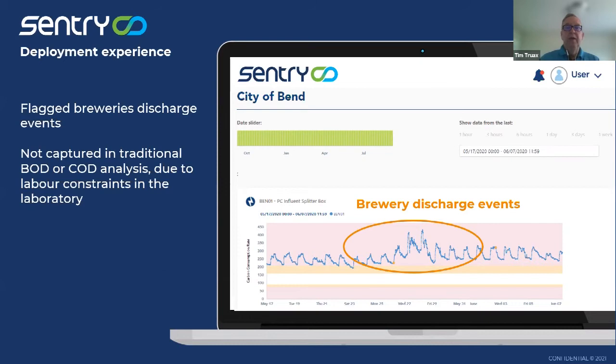Again, the traditional way of capturing or estimating BOD was not capturing these discharge events because of the sporadic nature of laboratory analyses. And so an online instrument was essential for us to be able to understand what was happening to the plant and to be able to react to that.